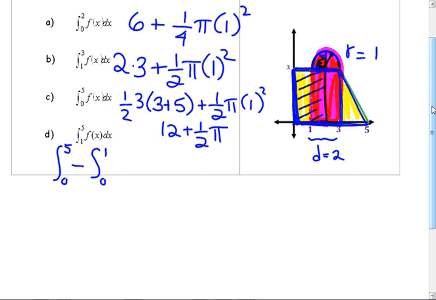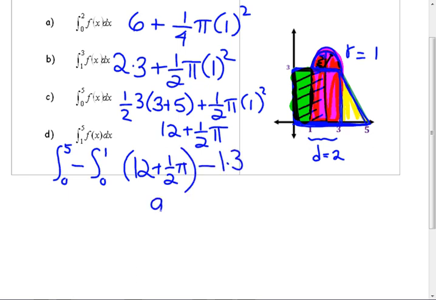So you could find this entire area and subtract off this area from 0 to 1. So it's 12 plus 1/2 pi minus that area, which is 1 times 3. So it's 9 plus 1/2 pi.